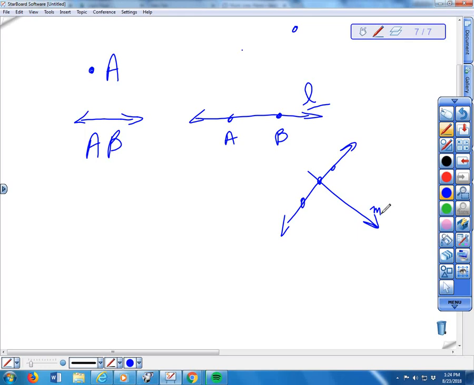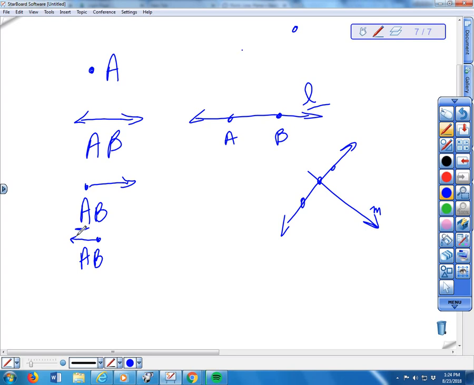Okay. Rays start at a point and go on forever in one direction. If it's pointing to the right, the point it starts at is the first letter in that system. If it's pointing to the left, that is what I would call ray BA. It means it starts at B and it's going through A on its way to infinity. A is one of the points.